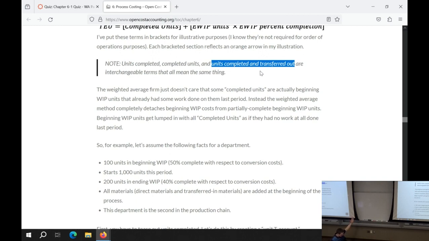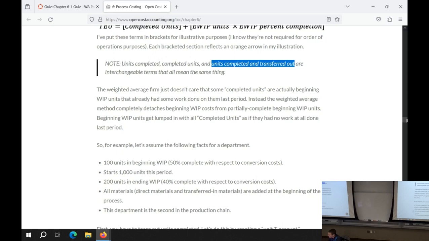So if we're transferring them out, it's not in process anymore. We're going to credit that by the dollar amount associated with the completed units, and it's going to be debited over to either the next WIP account for the next department in the chain, or if we're the last department or process in the chain, debited over to the finished goods account because they've been finished.